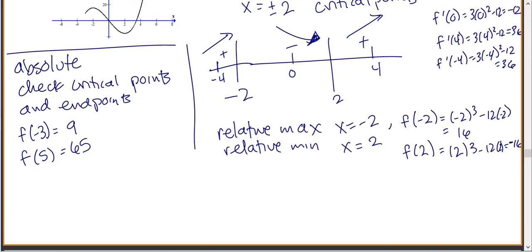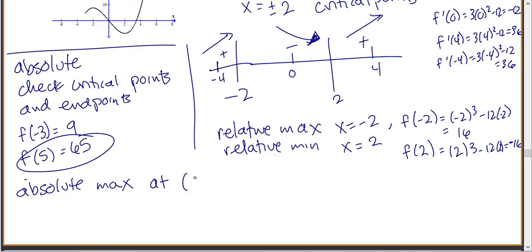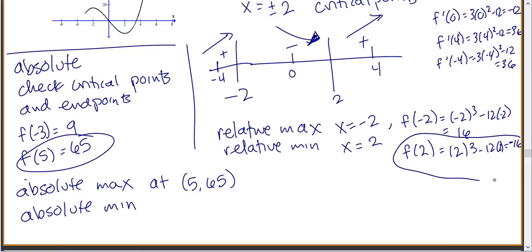So now you just go through and pick what is the absolute highest point. So our absolute max is the highest point, which is 65. So it's at the point 5, 65. And our absolute min is your lowest point, which is negative 16 at the point 2, negative 16.